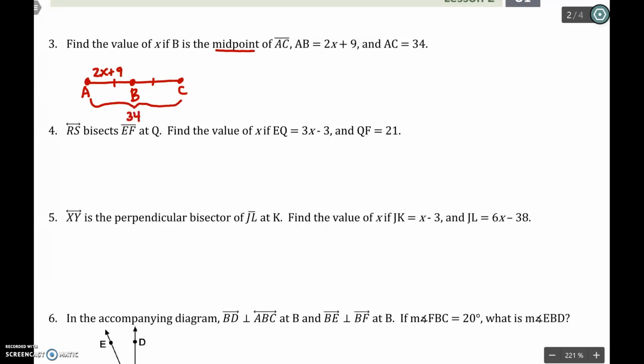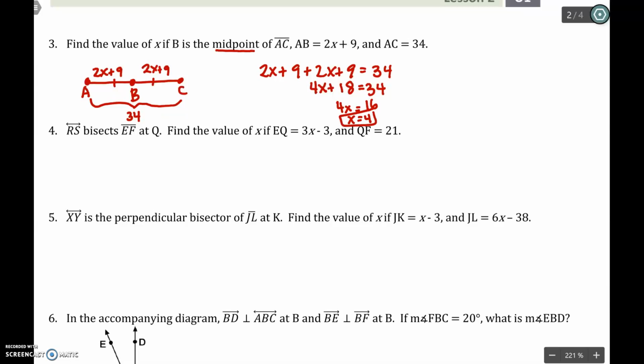Okay, now if AB is 2x plus 9 and these two portions are the same, that would mean that BC also must be 2x plus 9. And together they make up the entire segment, which is 34. So if I were to add these two parts together, they would equal 34. And then I could solve my equation from there. So I can combine my like terms. I would subtract 18 from both sides, and 34 minus 18 is 16. And then when I divide by 4 on both sides, I get 4.